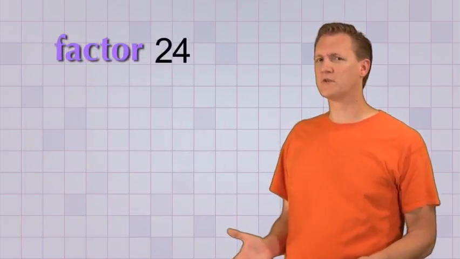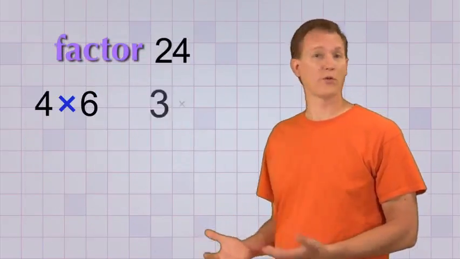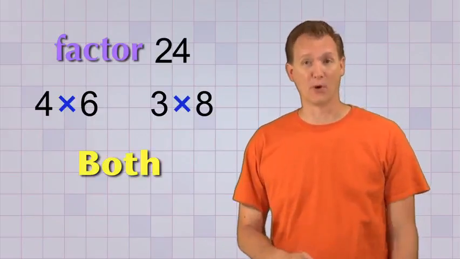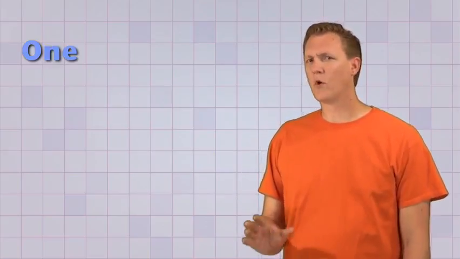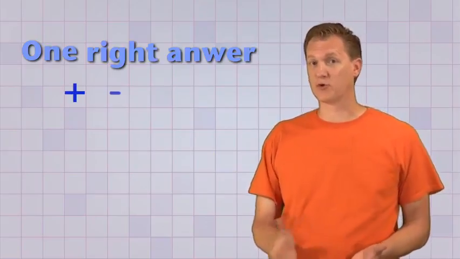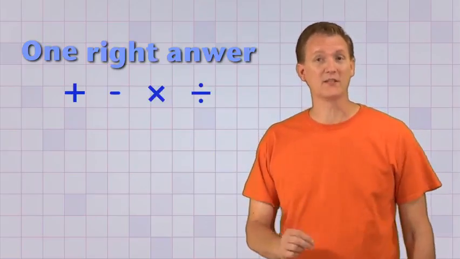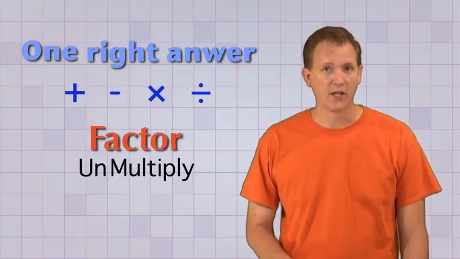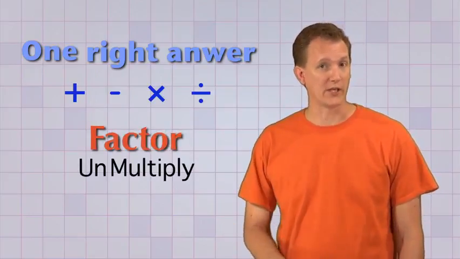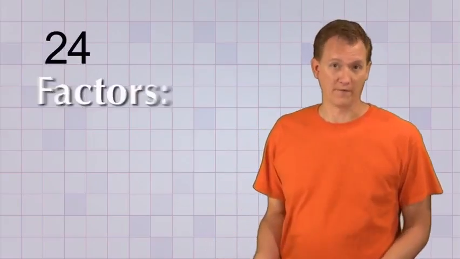So which of the factors is right? Is it 4 and 6 or 3 and 8? Actually, they're both right. There can be more than one way to factor a number. That's one of the things that might make factoring a little confusing at first. You're used to having just one right answer, because when you add, subtract, multiply, or divide, there is just one right answer. But when you factor or unmultiply a number, you might find that there's more than one correct way you can do it.